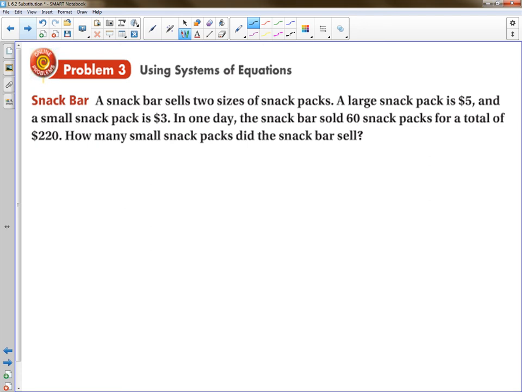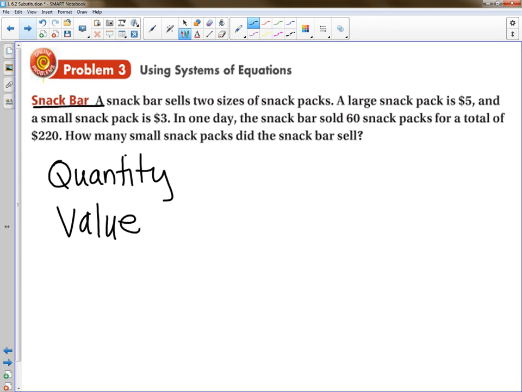But here we go. What you have to realize in story problems like this is, in general, you're going to have 2 types of equations. You're going to have a quantity equation and a value equation. And the quantity equation is just that. It's how many. It's the quantity. And the value equation is the value. It's what each is worth.